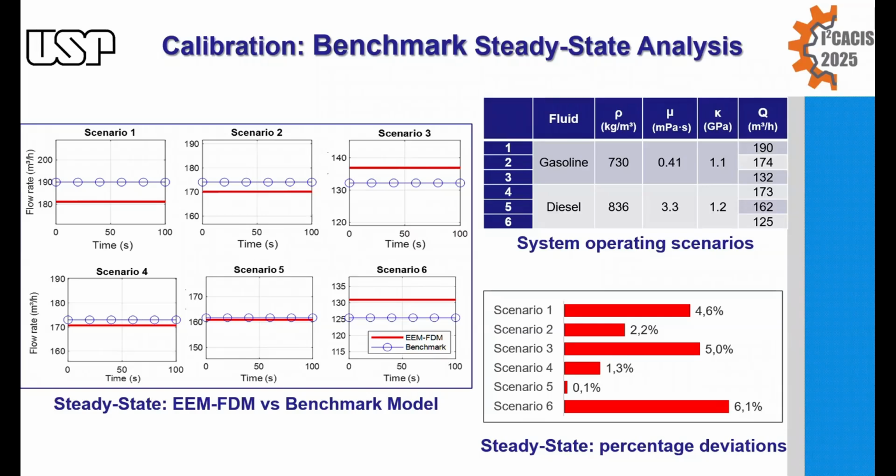The plots compare the flow responses, and the bar chart displays the percentage deviations. Across all cases, the mean absolute percentage error was 3.2%, with all but one case staying below 5%. These results confirm that our model aligns closely with the reference simulator, establishing a robust foundation for the dynamic tests that follow.